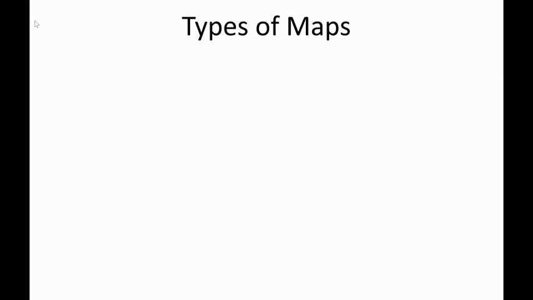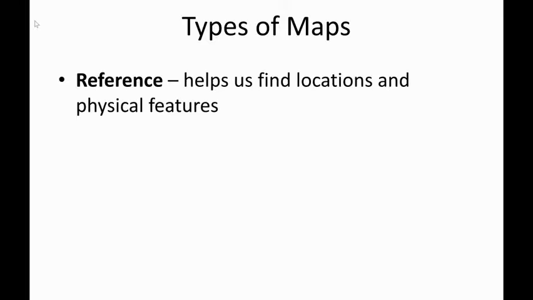All right, so in the last lecture, we looked at different types of map projections. This one, we're going to look at different types of maps that we will be using this year in human geography. And there are going to be a couple of different types of maps in general. One, there's going to be what we call reference maps. Now, these are the maps that you're probably used to using in geography. These are the ones that typically help us find locations and physical features.